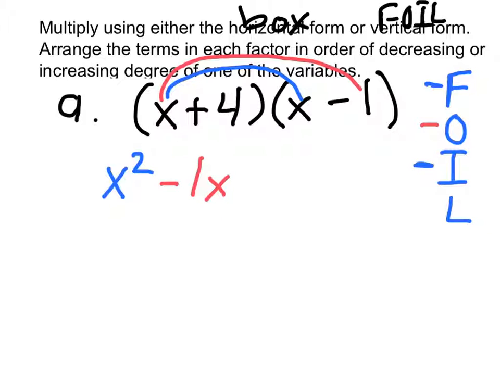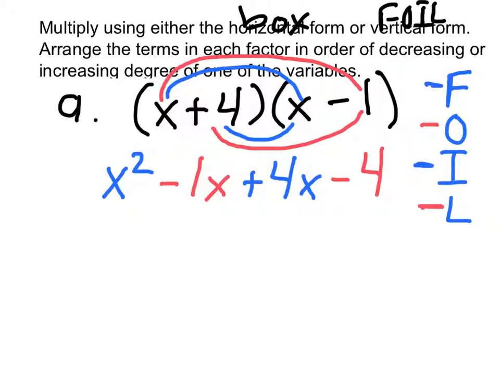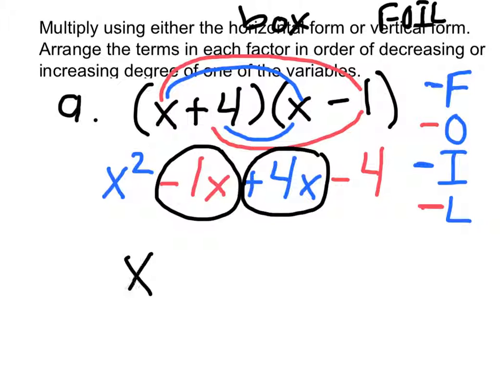Now the I stands for inner, so I'm going to do the two inner terms here. So 4 times x is positive 4x. And finally I'm going to do the last terms, which is the positive 4 and the -1. So positive 4 times -1 is -4. Now I check. What I have is I have a -1x and a positive 4x, and that's a positive 3x. So I get x squared plus 3x minus 4.